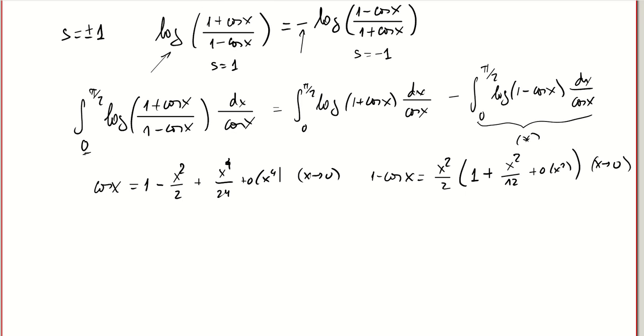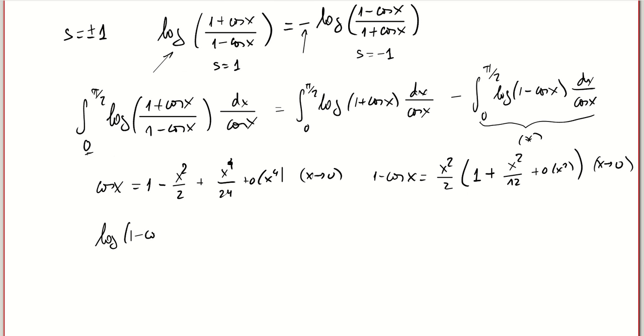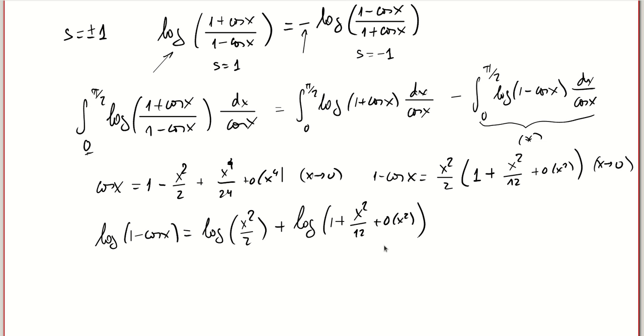Okay, so we have this. So now we take the logarithm of this, and then we have the logarithm of 1 minus cosine of x, and that is equal to the logarithm of x squared over 2 plus the logarithm of the rest, the logarithm of 1 plus x squared divided by 12 plus o of x squared. Okay, now this first one is minus the logarithm of 2, because 2 is in the denominator, right? But that is a constant, this is no problem, plus 2 times the logarithm of x. And this is the problematic function, because the argument is 0 when x is 0.